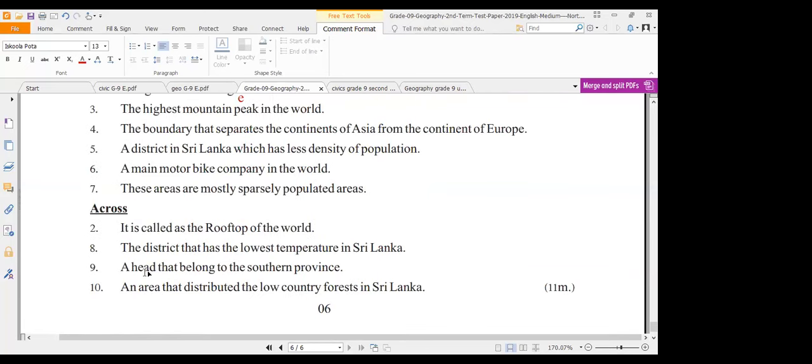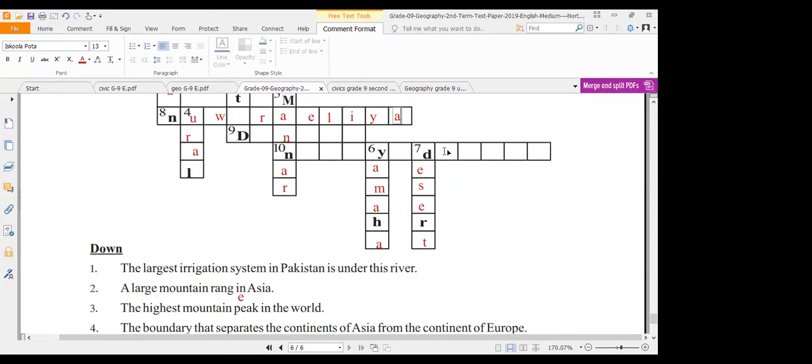A head that belongs to the southern province. Dondra. Dondra Head, yes.